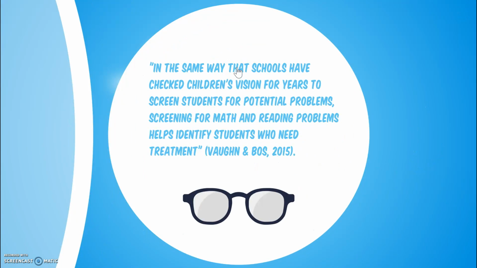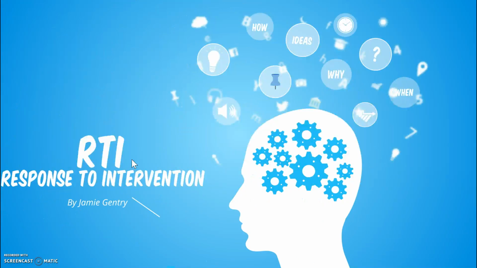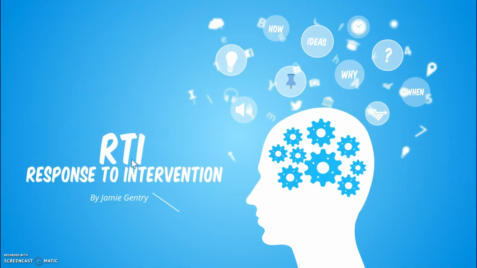Parents. In the same way that schools have checked children's vision for years to screen students for potential problems, screening for math and reading problems helps identify students who need treatment. By Vaughn and Boss, 2015. So, through monitoring, screening, progress monitoring, and effective research-based interventions, every student will get the help that they need and require to learn.